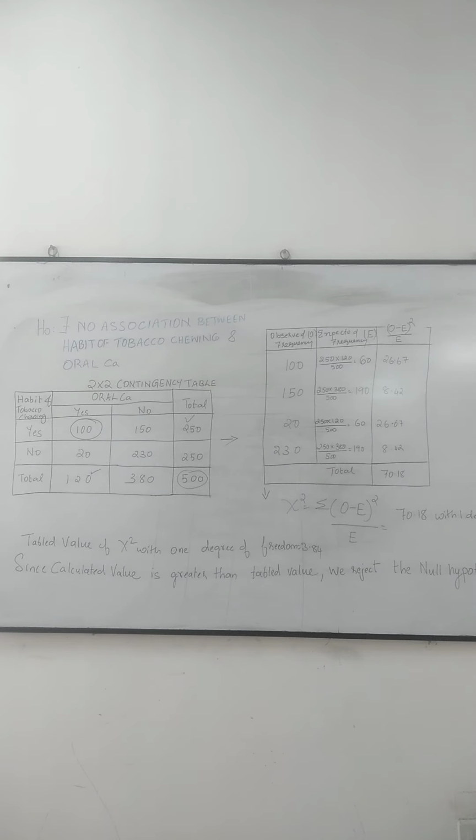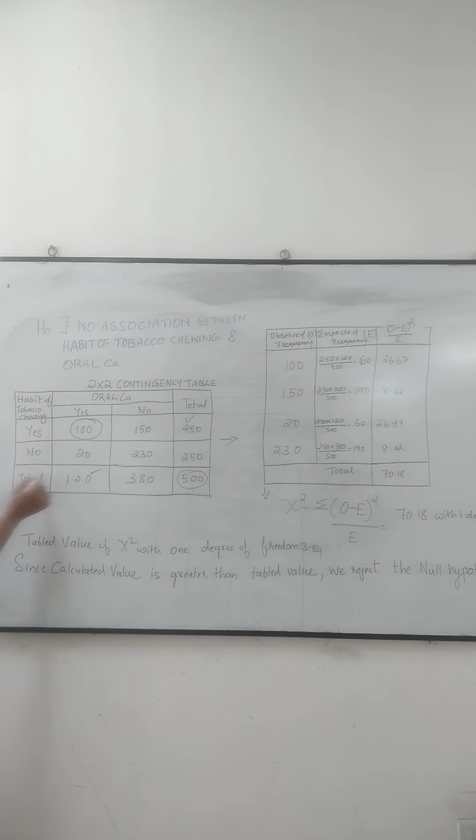Now the second step in the chi-square test is that we want to prepare a 2 by 2 contingency table. How will you prepare a 2 by 2 contingency table? First, what do you write? Oral CA is the effect, because of the habit of tobacco chewing. So under oral CA: yes, no, those who have, those who do not. Habit of tobacco chewing: those who have, those who do not. This is what you mean by a 2 by 2 table.